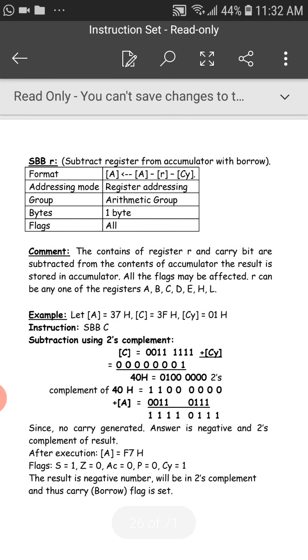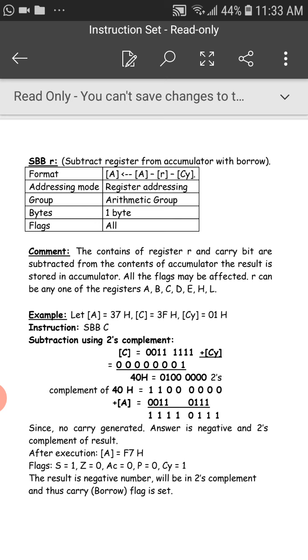See here, A minus R minus carry, that is a borrow. Addressing mode is a register addressing mode. Arithmetic group instructions, 1 byte, all flags are affected. So the contents of register R and carry bit are subtracted from the contents of accumulator, and the result is stored in accumulator. All flags may be affected, and R can be any register, that is A, B, C, D, E, H, L.